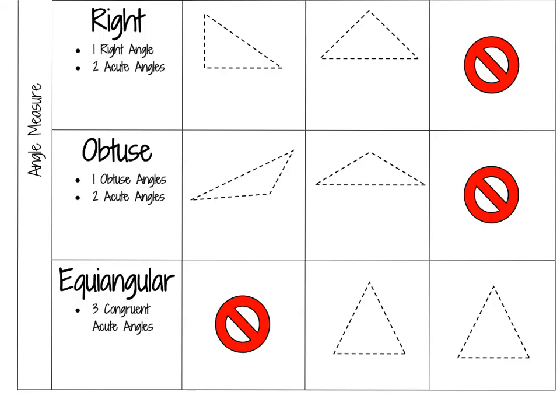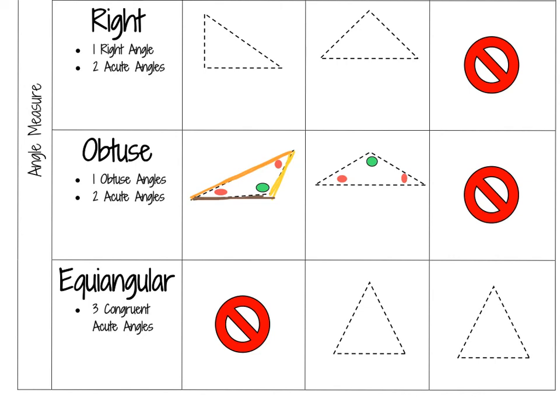Let's now finish with obtuse and equiangular. So we know that in an obtuse triangle, there is one obtuse angle, and that would be here and here, and that the other two angles have to be acute. And in obtuse, this first column is scalene, which means that none of the sides match, or none of the sides are congruent. So all three of these sides would be different.